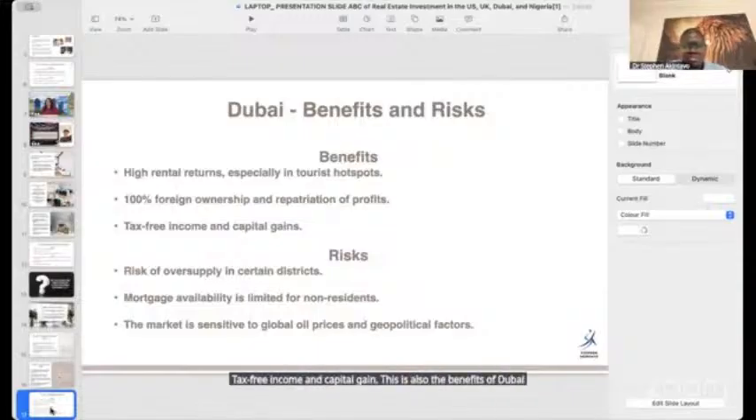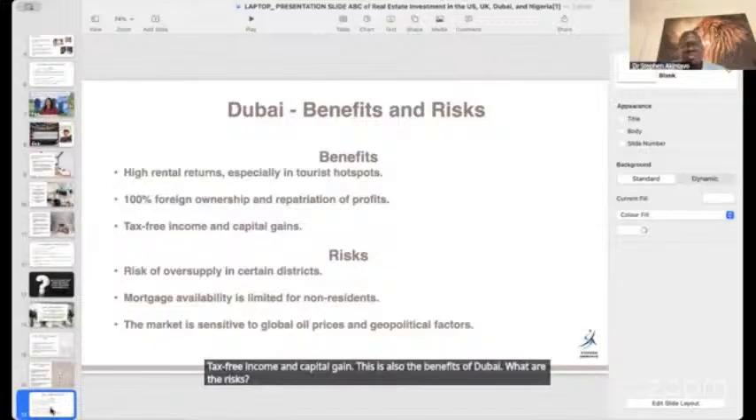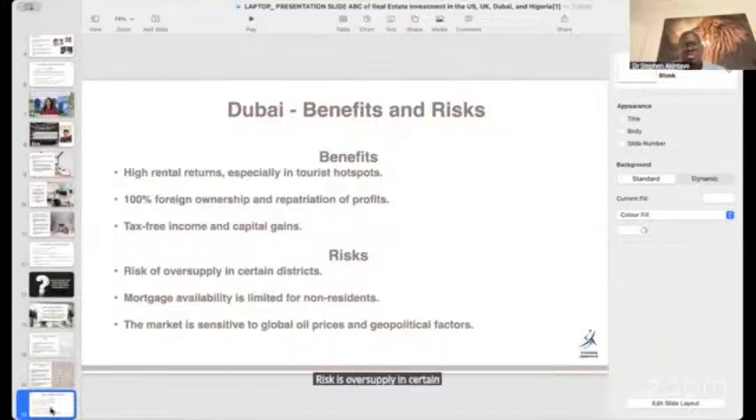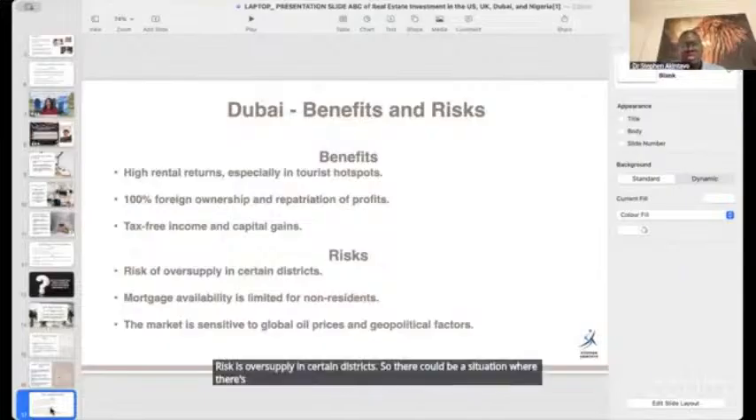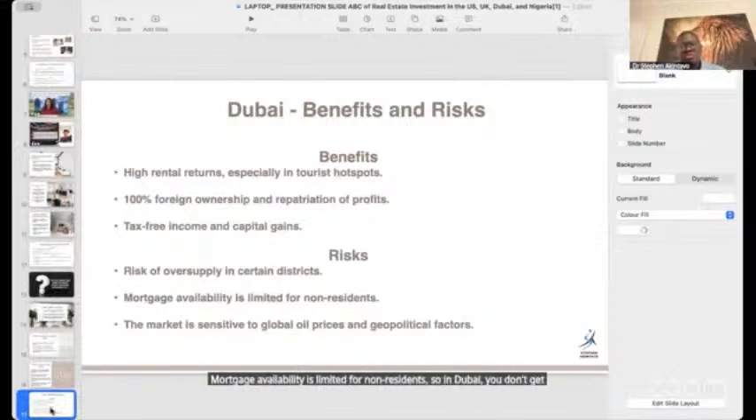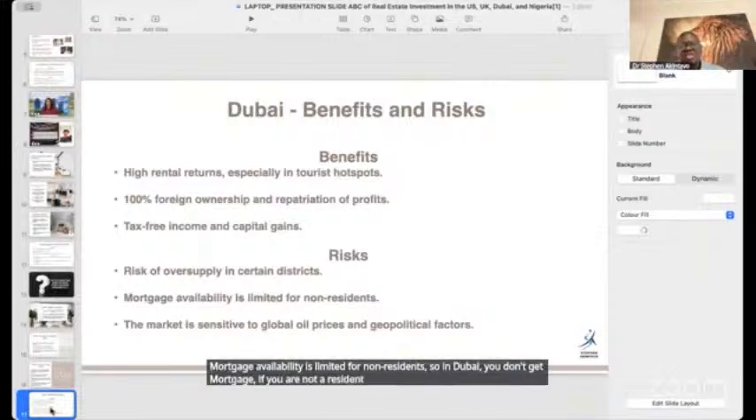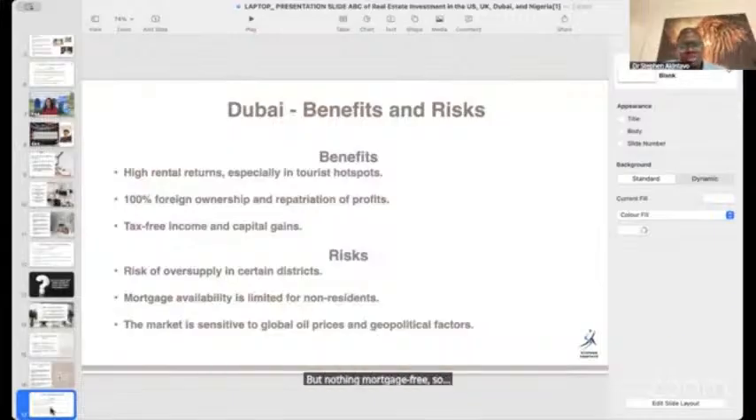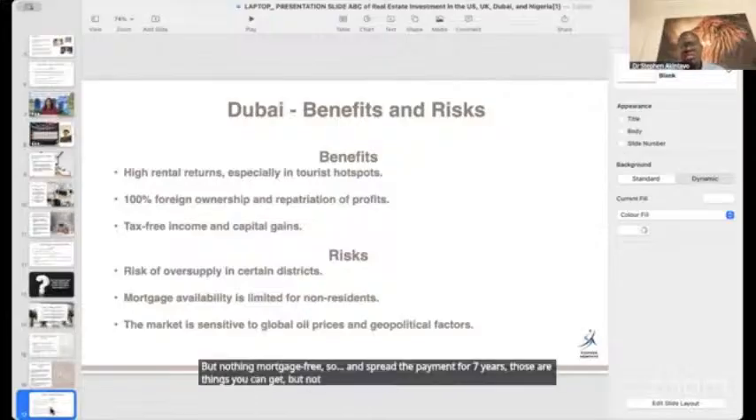What are the risks? The risk is oversupply in certain districts. There could be a situation where there's oversupply and that reduces your ability to get good rental income. Mortgage availability is limited for non-residents. So in Dubai, you don't get a mortgage if you're not a resident. What you get is a flexible payment plan, but not a mortgage. You can spread the payment over 7 years. Those are things you can get, but not a normal 30-year mortgage.